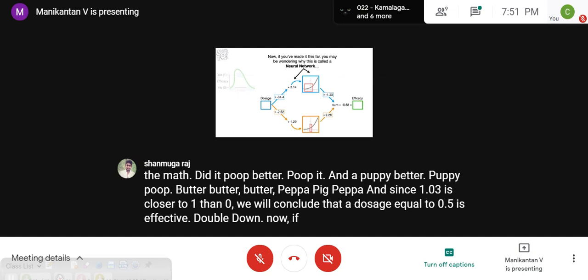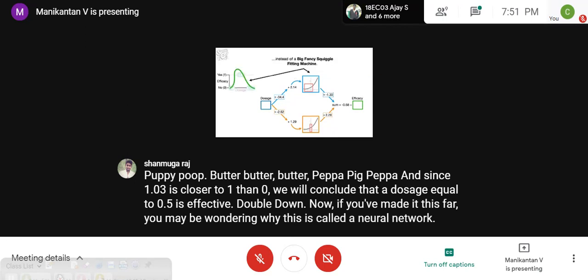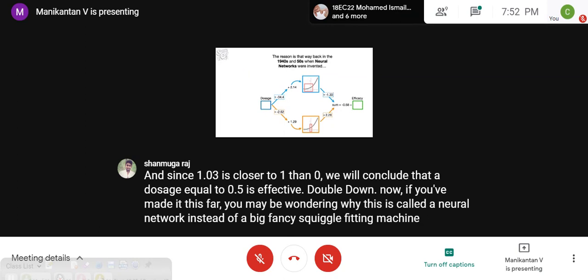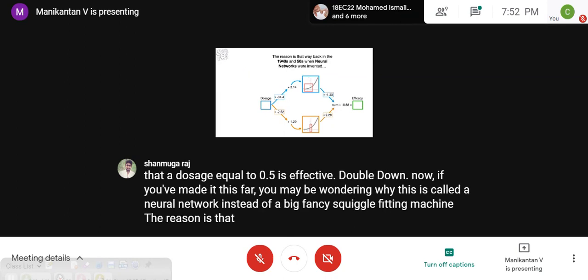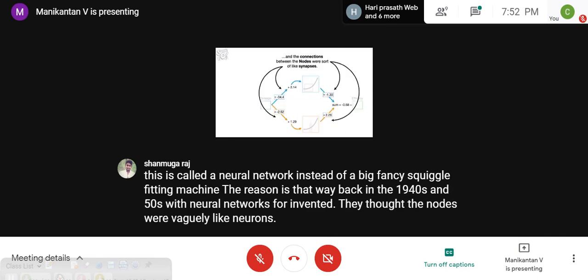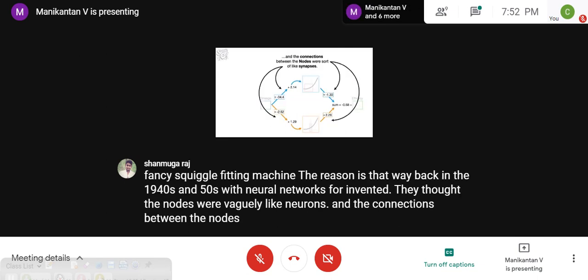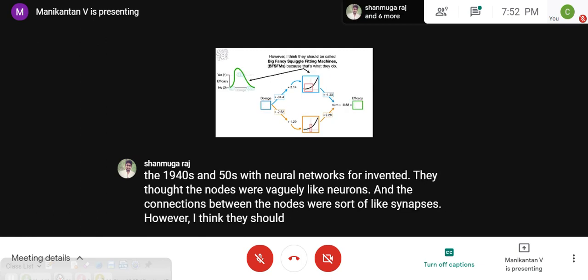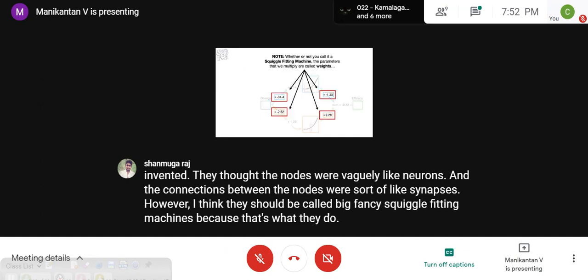Now, if you've made it this far, you may be wondering why this is called a neural network instead of a big fancy squiggle-fitting machine. The reason is that way back in the 1940s and 50s, when neural networks were invented, they thought the nodes were vaguely like neurons, and the connections between the nodes were sort of like synapses. However, I think they should be called big, fancy, squiggle-fitting machines, because that's what they do.